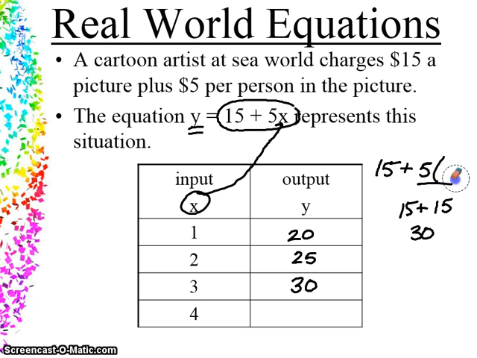And last, let's do the same thing as if there are 4 people in the picture. So I'm going to substitute 4 for x. 5 times 4 is 20. So 15 plus 20 makes 35.